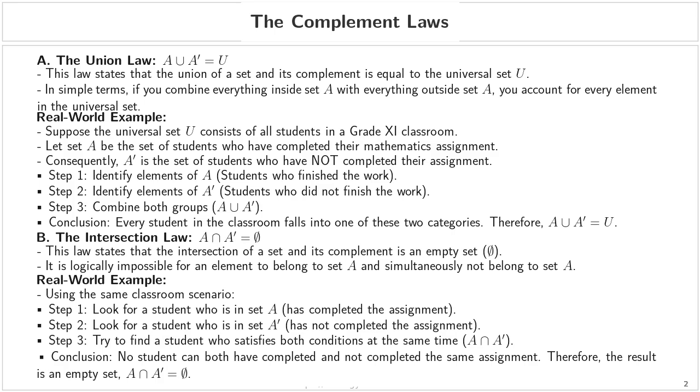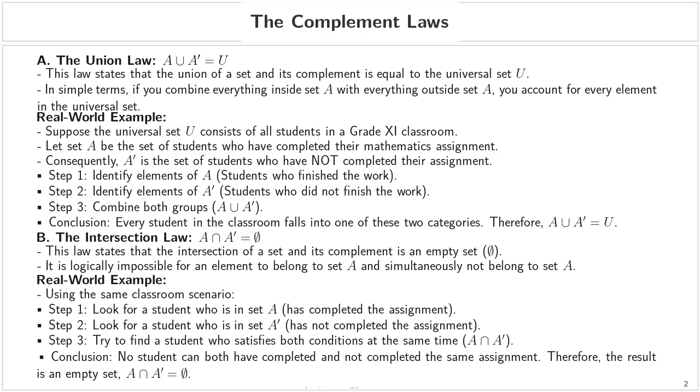Suppose we are looking for a student who is in set A, meaning they completed the assignment, but we also want them to be in set A prime, meaning they did not complete the assignment. If we try to find a student who satisfies both conditions simultaneously, we will find no one. It is a contradiction. Because no student can both complete and not complete the same task, the intersection of these two groups is an empty set, or A intersection A prime equals the empty set.